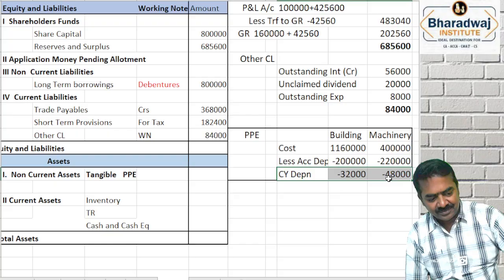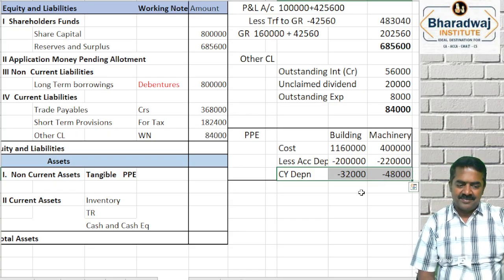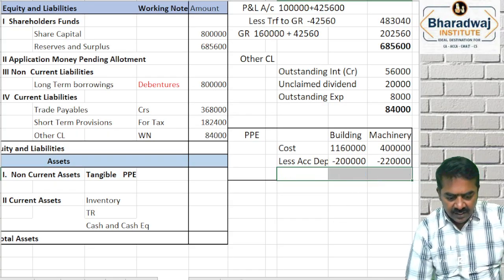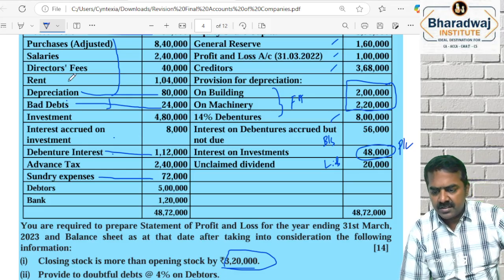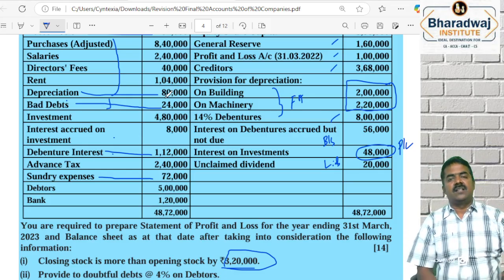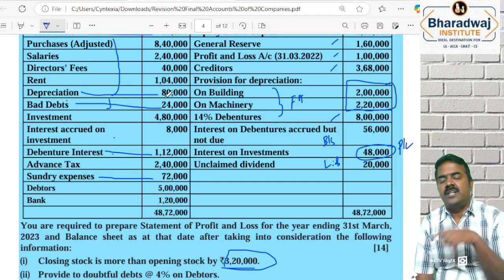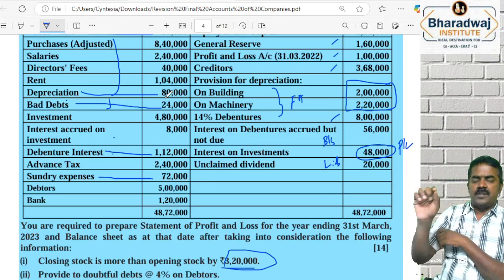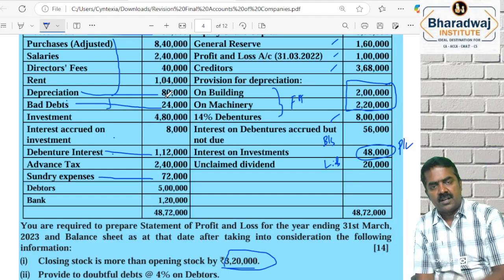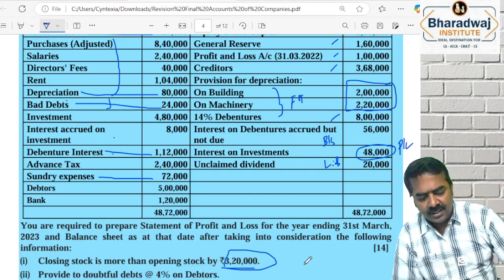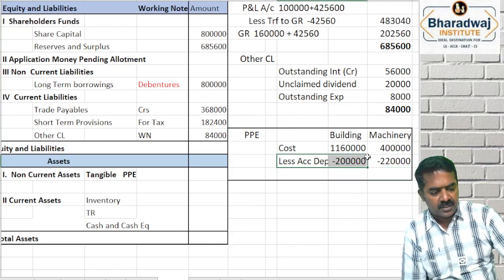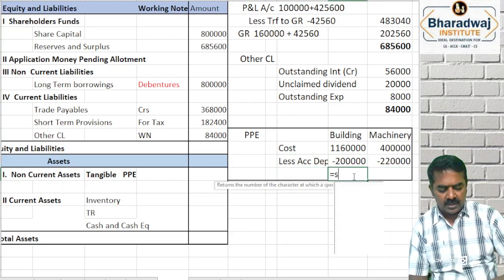Because the depreciation is already adjusted and given in the trial balance. Now they would have passed the journal entry for current year depreciation: depreciation account debit to provision for depreciation. The journal entry is already passed. So this provision for depreciation includes current year depreciation, so no need to adjust.